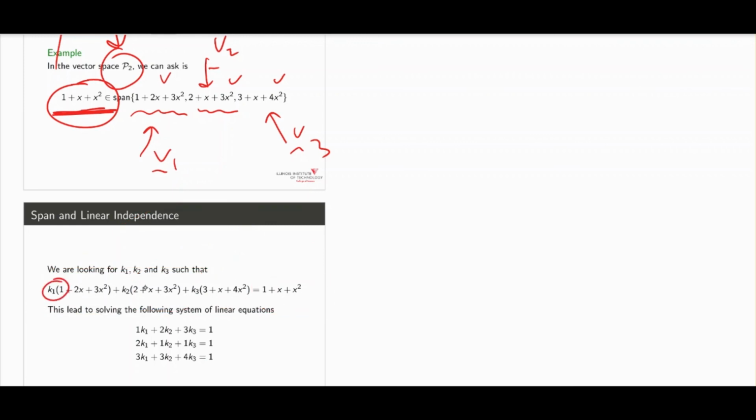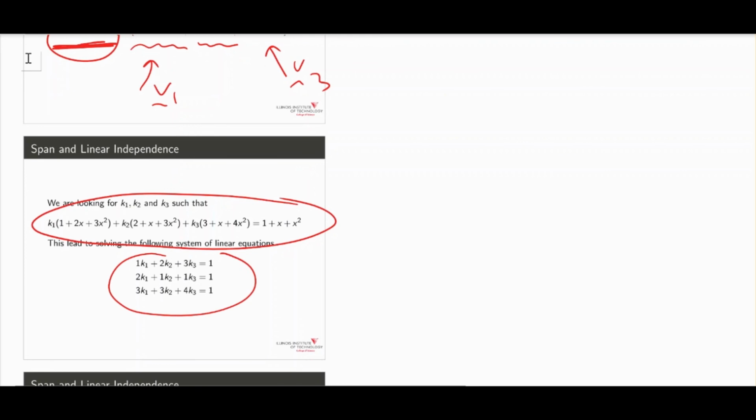All right, so now you compare coefficients. You look at all the constant terms, and that gives you the first equation. You look at the coefficients of x to get this equation. You look at the coefficients of x squared, and you get this equation. The reason we do this is that in order for two polynomials to be equal to each other, all their coefficients have to match. So this gives us these three equations.